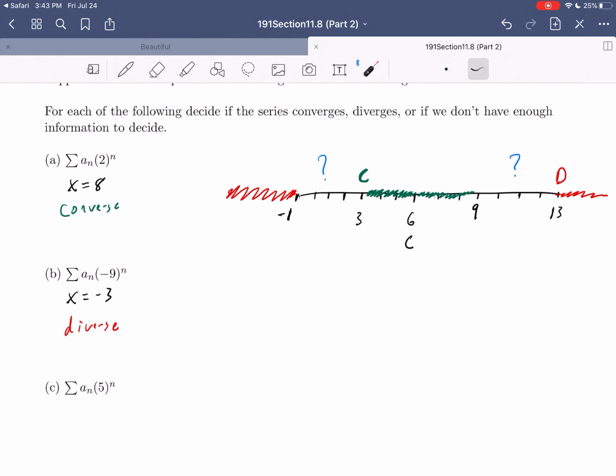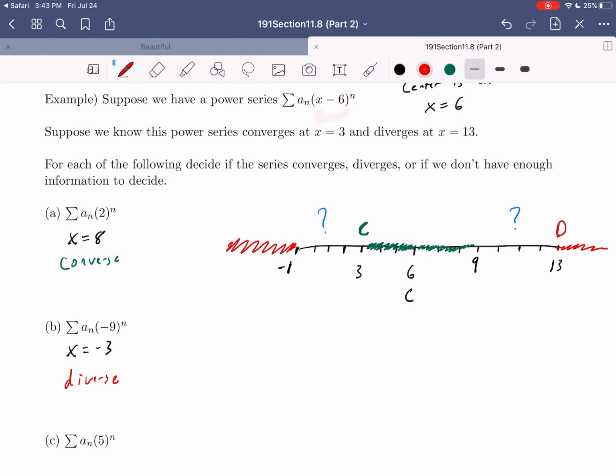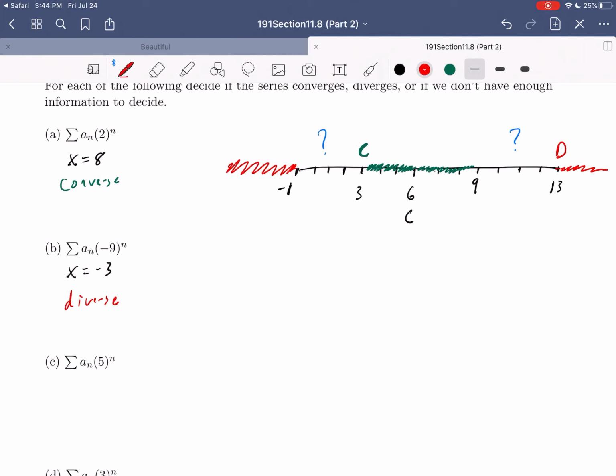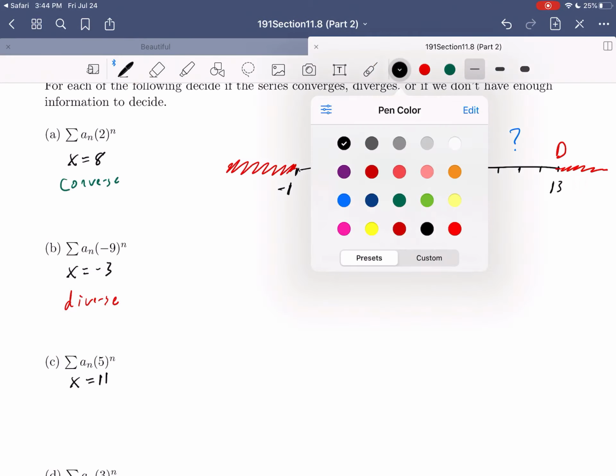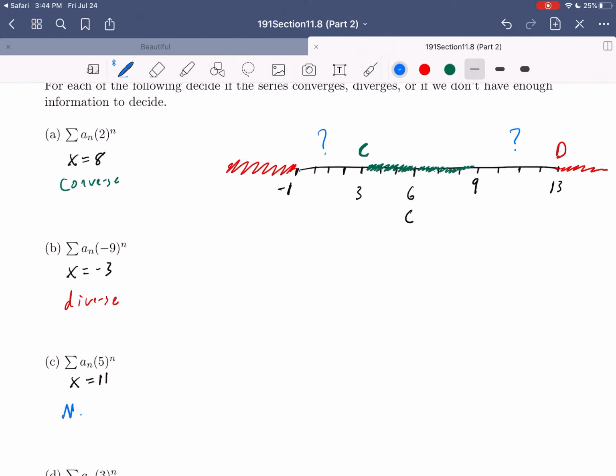Okay. What about this here with a 5? Well, that means that the x must be like 11. So this would be x equals 11. Wrong color there, sorry. That would be x equals 11. So x equals 11, there's 9, 10, 11. Notice that's right in the area where we don't know. It's further than something that converges and closer than something that diverges. So unfortunately, this one, all we would be able to say is not enough information. We can't tell based on the information we've been given.